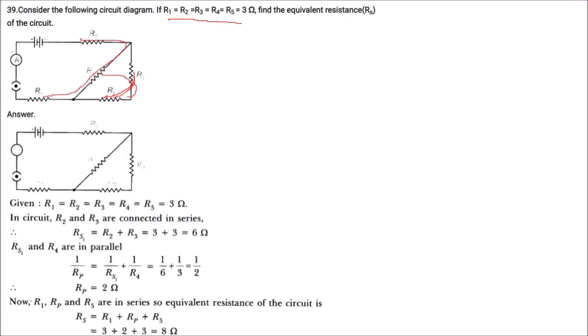So all are 3. So this 3 and 3 are in series, so they will be added. 3 plus 3 is 6, sorry. Now 6 is in parallel with this 3. So 1 by 6 plus 1 by 3. This is how we find out the resistance in the parallel condition. This becomes 2. Now this whole is 2. This is 3 and this is 3. Now they are in series. So 3 plus 3, 6. 6 plus 2 is 8. So 8 ohm will be the final resistance.